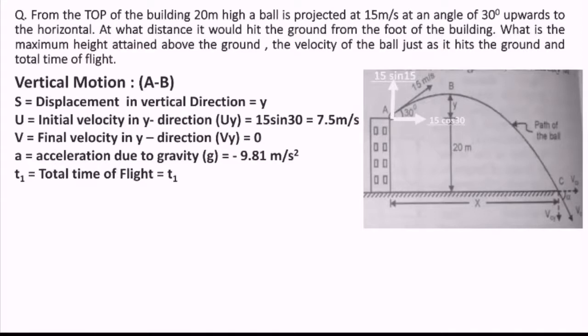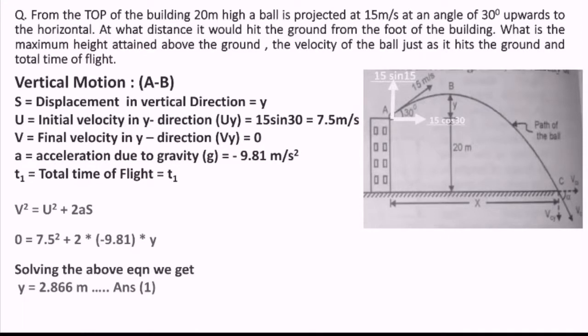Now till now we have used the equation S is equal to ut plus half at square. But if I use that equation here, I will not get any results. So let us switch to another equation, that is V square is equal to U square plus 2AS. Substituting the given values, I will get the answer for y as 2.866 meters. That is the distance from A to B.